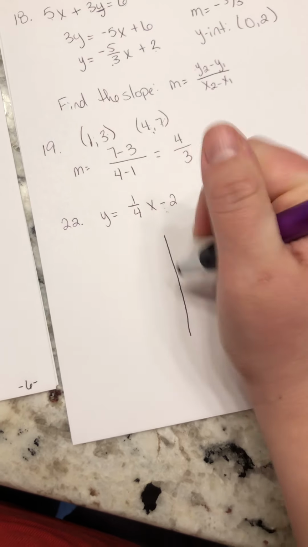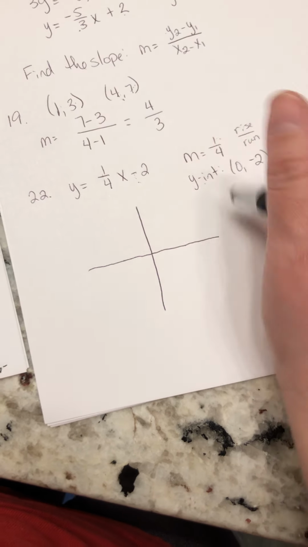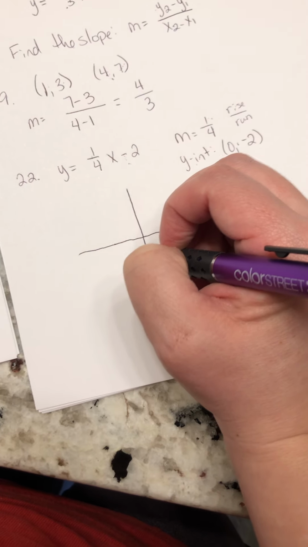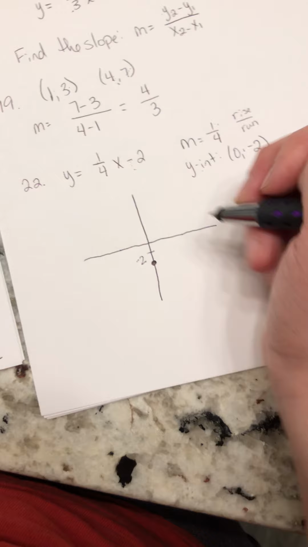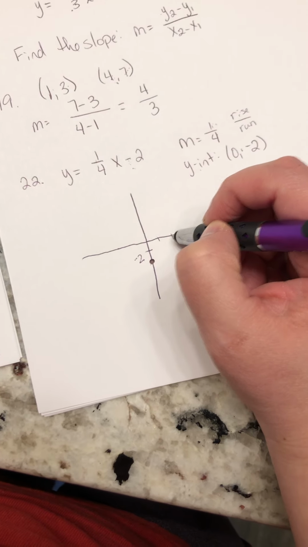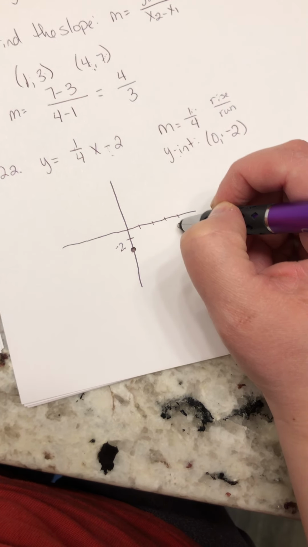So we're going to draw our graph. What we're going to do is we start at our y-intercept of -2, so I go down to -2, which is here. Let me put -2. And then I'm going to go up 1, so I go up 1 and over 4. So 1, 2, 3, 4. So up 1 over 4, which puts me here.